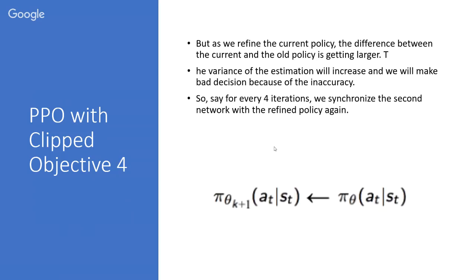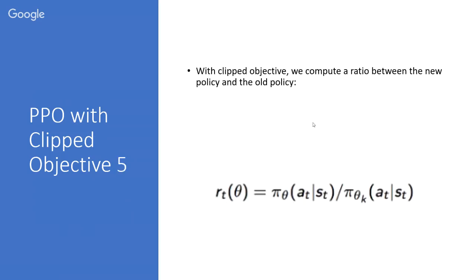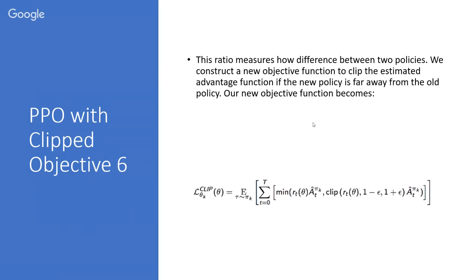But as we refine the current policy, the difference between the current and old policy is getting larger. The variance of the estimation will increase, and we will make a bad decision because of the inaccuracy. So say for every 4 iterations, we synchronize the second network to refine the policy again. With clipped objective, we compute the ratio between the new policy and the old policy. This ratio measures how different the two policies are.